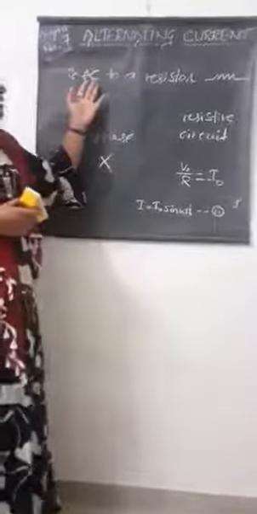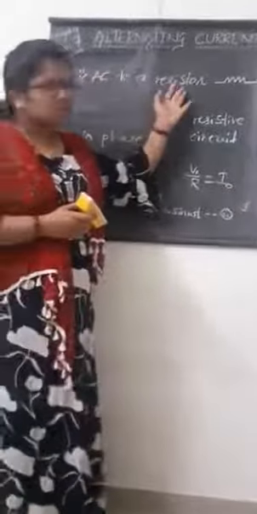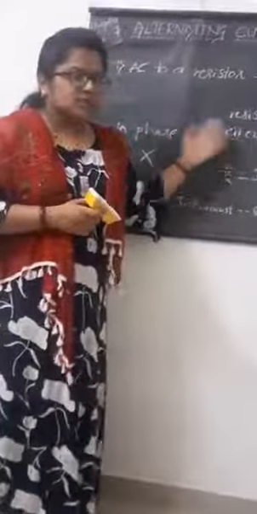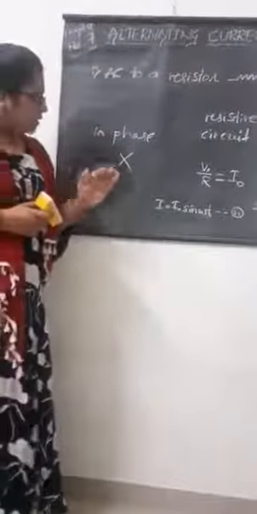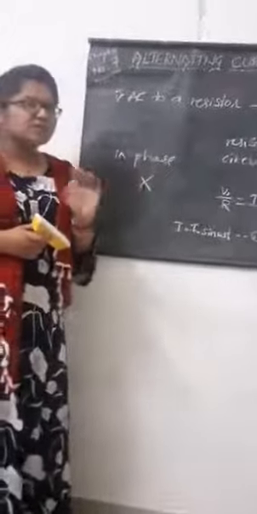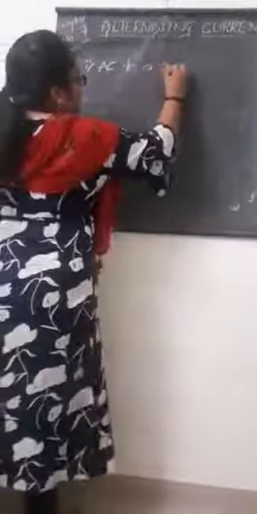So this is about the first thing. First thing what I have done, I have connected an alternating current source to a resistor and I called that a resistive circuit. So in the resistive circuit, I have derived that the alternating current and alternating voltage are in phase with each other. There is no phase difference between I and V. Next, the same we have to study with respect to an inductor. Alternating source to an inductor.